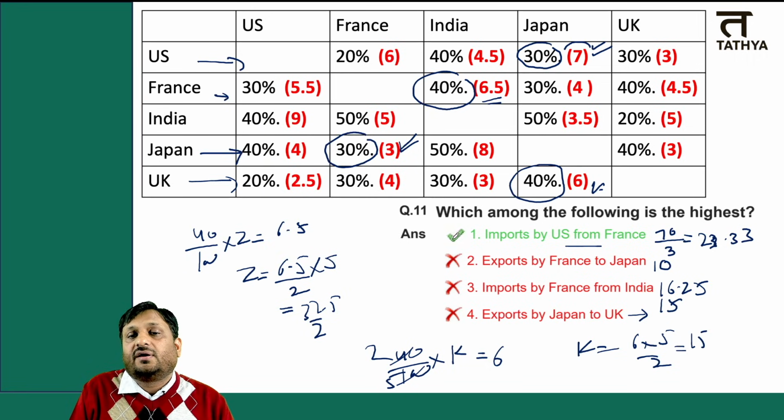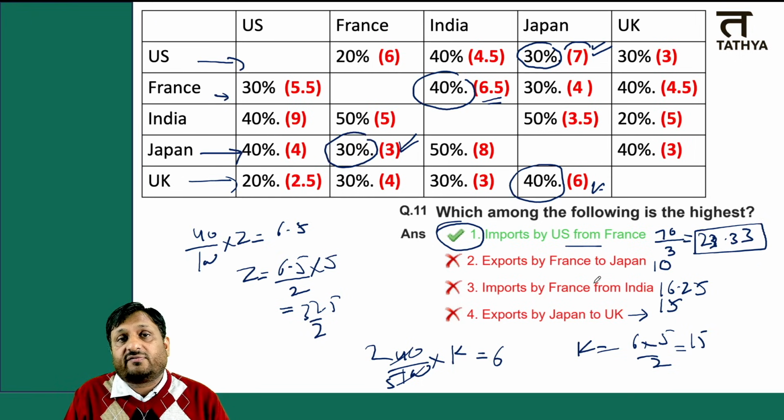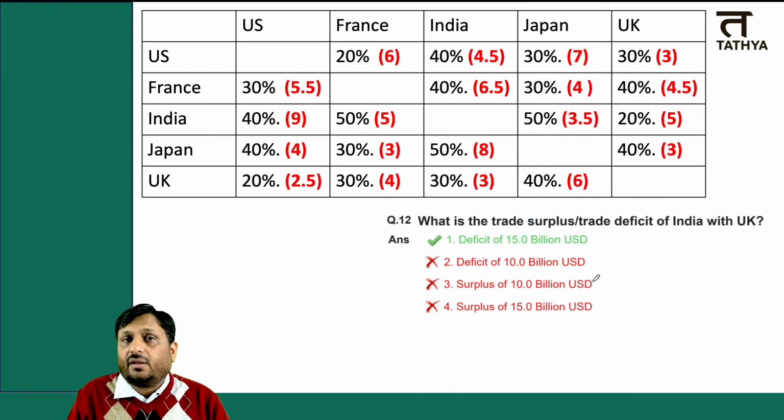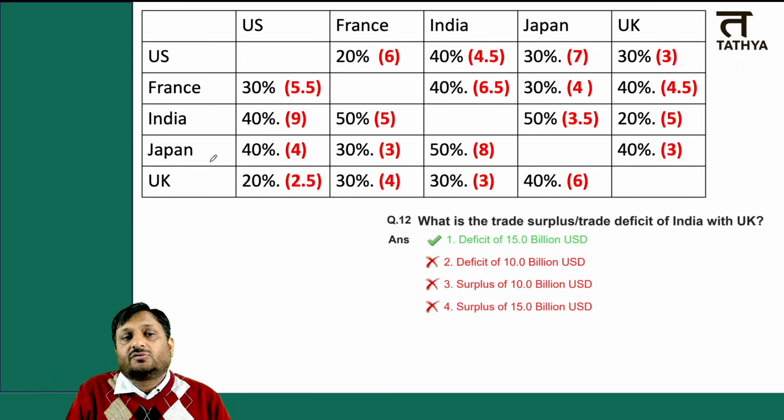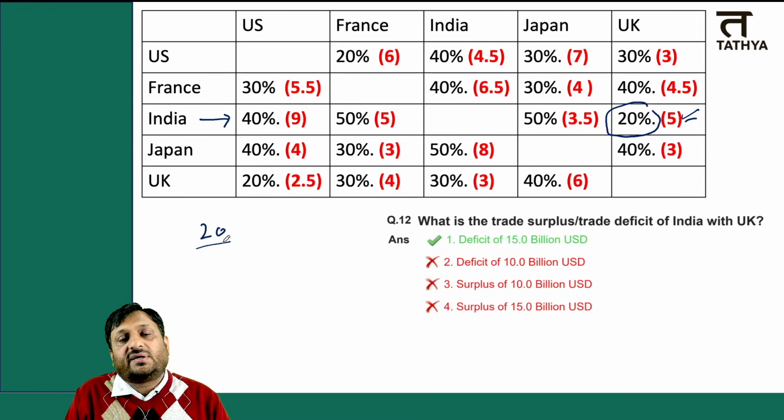So which value is highest? Option first, 23.33 is highest. The answer of this question is A for Ahmedabad, first option. Now this was the next question. What is the trade surplus or deficit of India with UK? So how much is India importing from UK? India is charging 20% tariff, and it is earning $5 billion. So 20% of whatever the import value is, is $5 billion. So it means this is nothing but $25 billion.